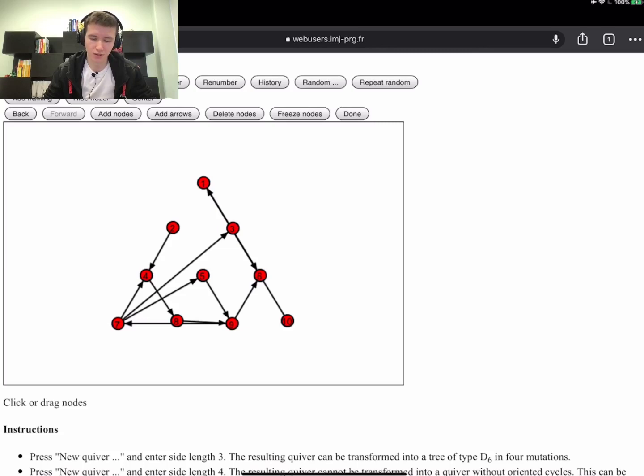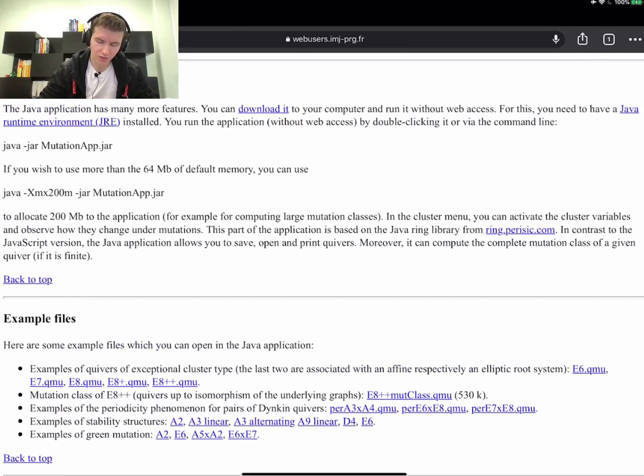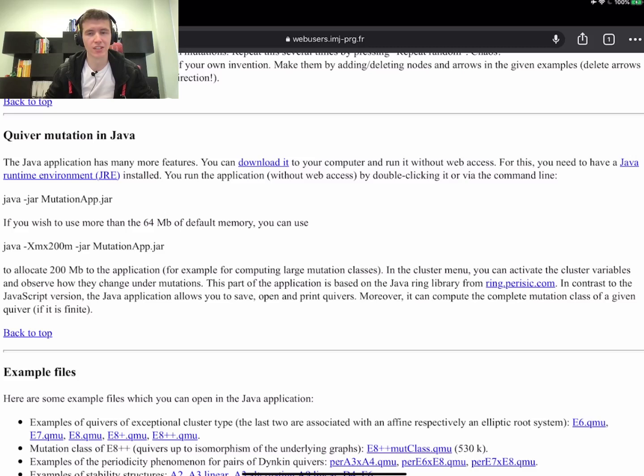Anyways, you can save yourself a lot of work with the mutations, and then there's also the Java version, which you can download, and so on. And the Java version has a lot of other things.